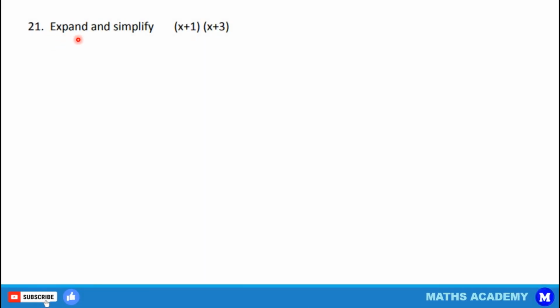So question number 21. It says expand and simplify. And they have given us two algebraic expressions, that is x plus 1 and x plus 3. So to expand this, first you take the first value, that is x, and you multiply it with the second bracket, that is x into x and x into 3. And then you take the 1 and multiply it with the second bracket. So you get 1 into x and then 1 into 3.